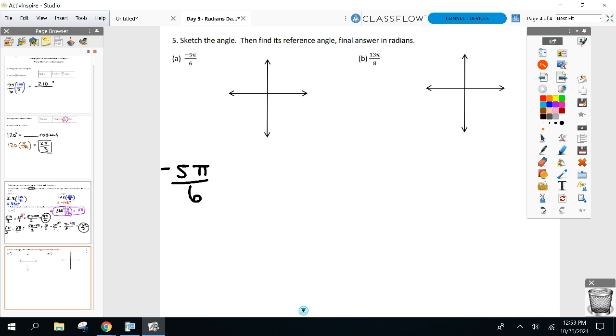Look on your formula sheet. 180 over pi times negative 5 pi over 6. Cancel out the pi's. What are you guys going to graph? Negative 150. All right. We can do that, I hope. Just took that quiz, I hope. Initial side on the x-axis, positive side. I should be calling out people, but we're just rolling it wrong, so I'm not going to stop it. Where's negative 150?